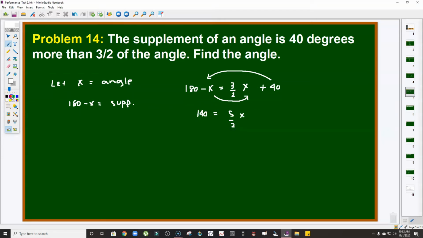Then I'm going to multiply by 2 fifths. What will be left here is just x, since these cancel. Then 140 over 5 is 28, times 2, that will be 56. There you go.